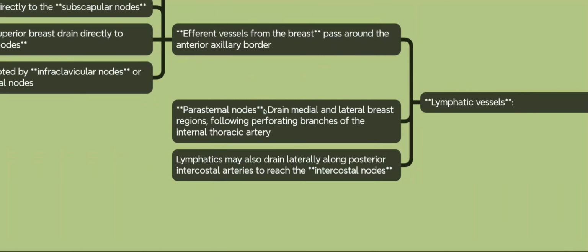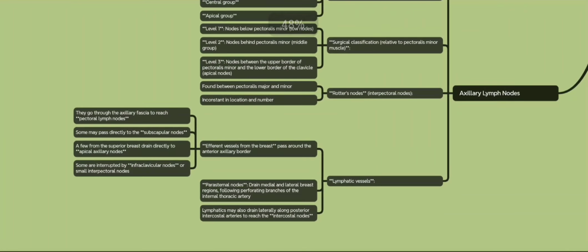Now, parasternal nodes. They drain medial and lateral breast regions, following the perforating branches of the internal thoracic artery. Lymphatics may also drain laterally along the posterior intercostal arteries to reach the intercostal nodes.